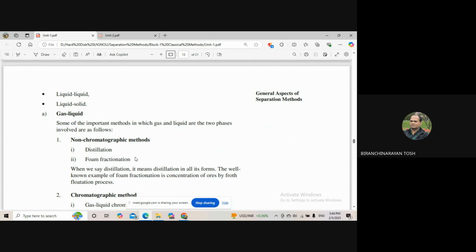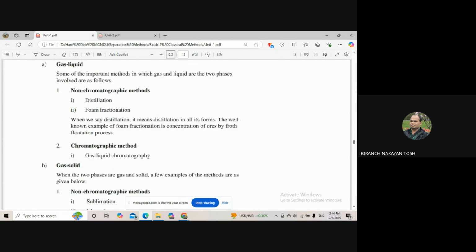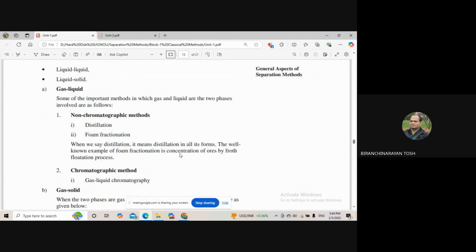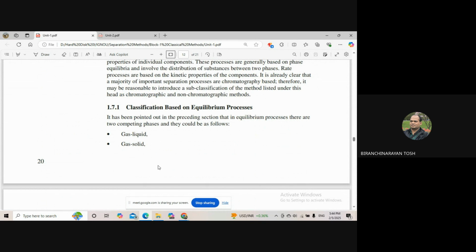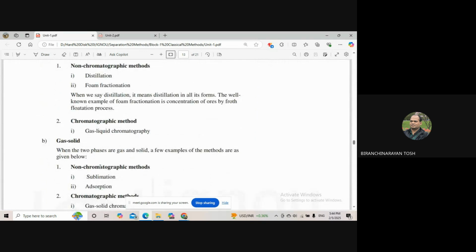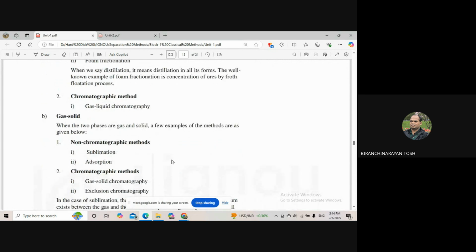When we say distillation, it means distillation in all its forms. The well-known example of foam fractionation is concentration of ores by the froth flotation process. Then in chromatographic methods, we have gas-liquid chromatography. This is all about the gas-liquid equilibrium process. Then the second one is gas-solid, that means when the two phases are gas and solid. Few examples are in non-chromatography: sublimation and adsorption, where gas and solid are in equilibrium.